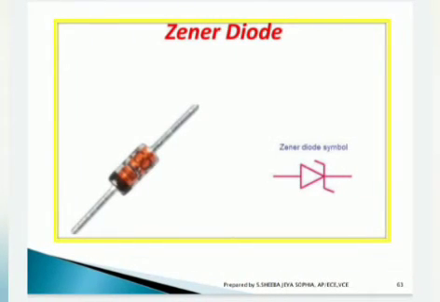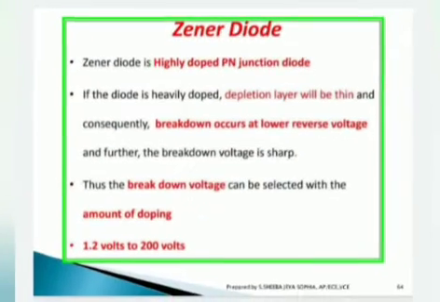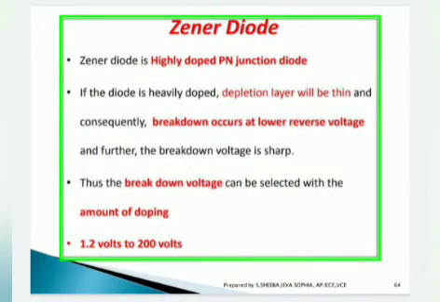Moving to another major classification of diode, that is the Zener diode. This is the symbolic representation of the Zener diode, and it is a highly doped PN junction diode. If the diode is heavily doped, the depletion region will be thin, and consequently breakdown occurs at lower reverse voltage. Further, the breakdown voltage is sharp, and thus the breakdown voltage can be selected with the amount of doping.